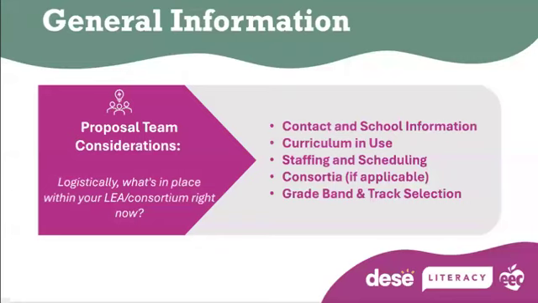LEAs may apply as a consortium comprised of at least 3 schools. If awarded, all LEAs in the consortium will participate in PRISM II as a coordinated team within the same grade bands. If applying as a consortium, list the name of the other participating LEAs. If not applying as a consortium, indicate NA.